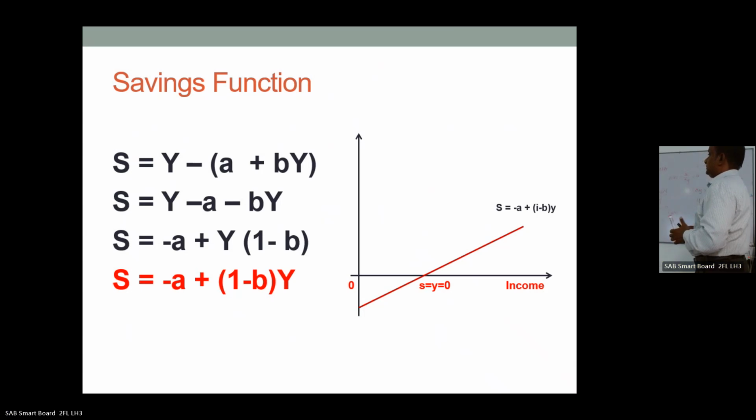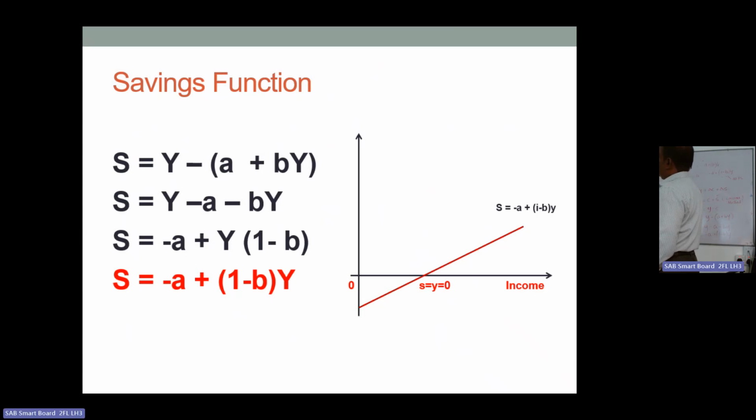Because income is distributed between consumption and savings, in the savings function, minus a plus (1 minus b)Y, minus a means autonomous savings, that is, at zero level of income. 1 minus b means the marginal propensity to save. So here b is the marginal propensity to consume, and 1 minus b is the marginal propensity to save. Now if you derive the saving function.